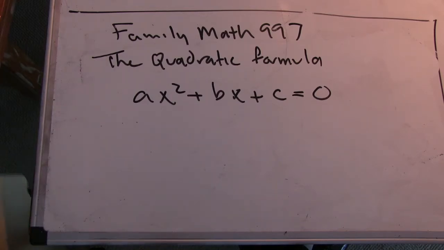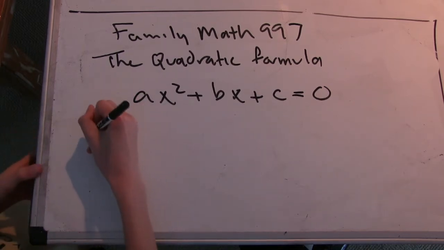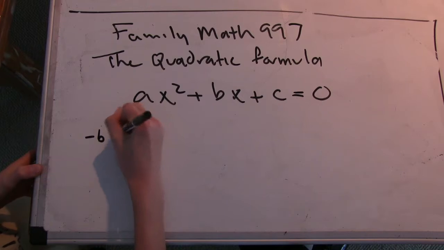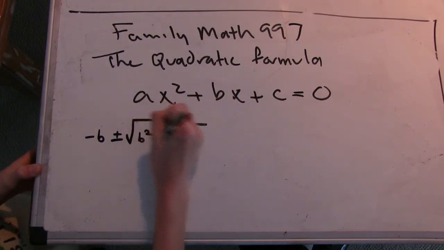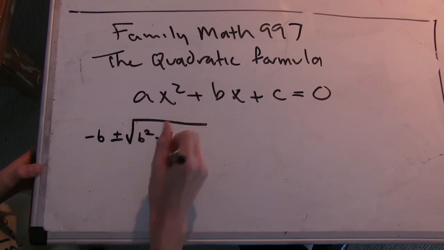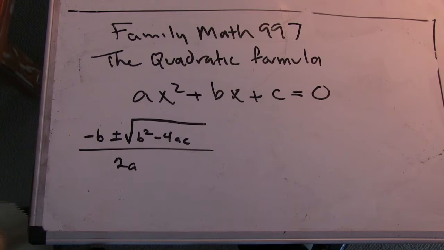Yeah, so for ax squared plus bx plus c equals 0, the roots will be negative b plus or minus the square root of b squared minus 4ac, over 2a. Okay, nice. So that's the rule.